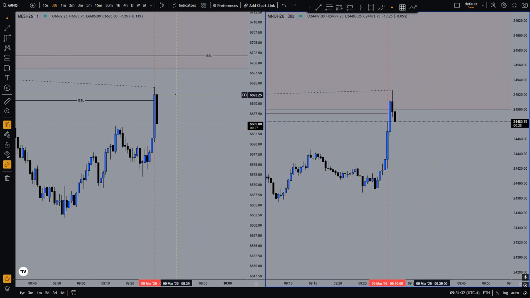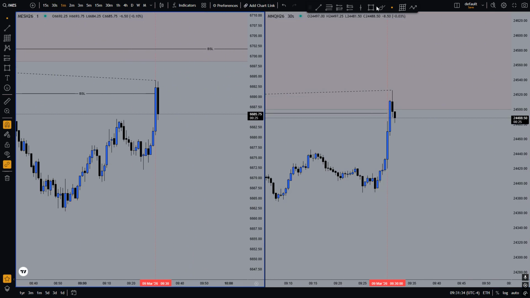There's really nothing too clean on the 15 or the 30 seconds, so I'd probably ideally just be looking for this 1 minute here to get ran and for us to put in a change to the downside.